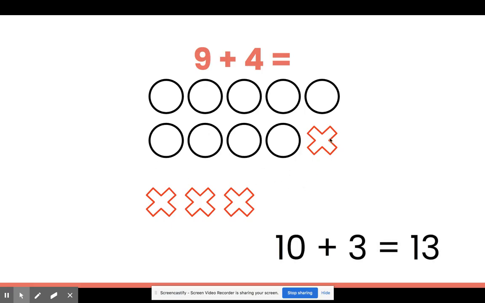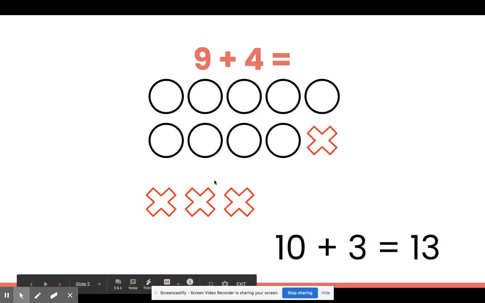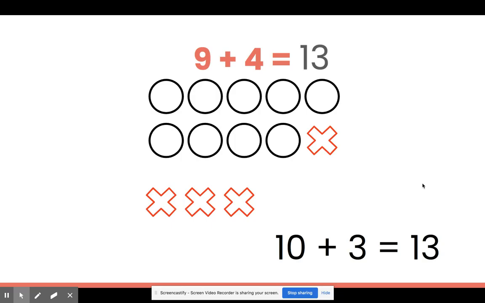Up here we have 10, and now down here we have 3. And 10 plus 3 equals 13. So we know that 9 plus 4 equals 13. We were able to take one of our 4, add it to the 9 to make 10.